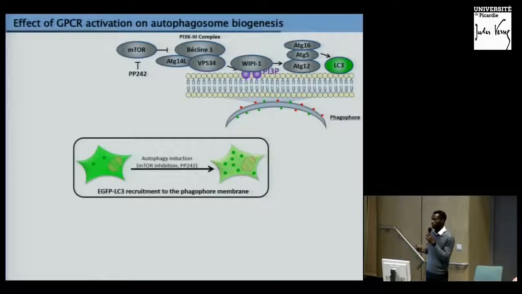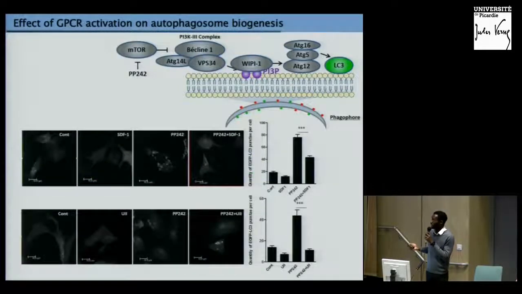So we looked first for a potential effect of chemotactic GPCR activation on these early steps of autophagosome biogenesis, but found no significant effect. This brought us to focus on the LC3 protein, which I mentioned is the last protein to be recruited and the only one to stay at the surface of a mature autophagosome. We used the green fluorescent LC3, and when you stimulate autophagy, you have the labeling that goes from diffuse to a more punctate labeling, the dots corresponding to autophagosomes, and that can be counted.